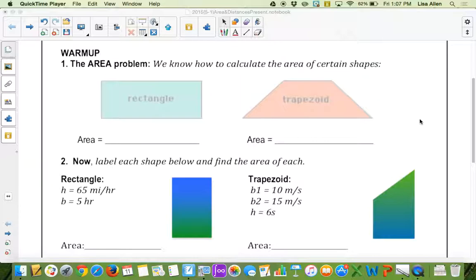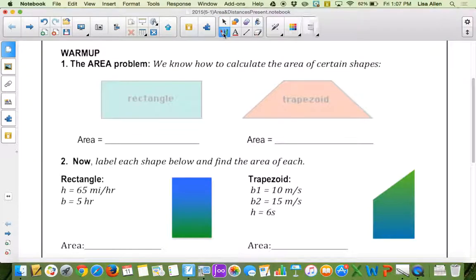We know how to calculate the area of certain shapes, such as this. We know it's a rectangle, so we know that the area is, in fact, base times height. And we know the area of a trapezoid is (base 1 plus base 2) over 2, times the height. So really just the average of the bases, where you have base 1 on the top, base 2 on the bottom, and then the height would, of course, be the perpendicular height.